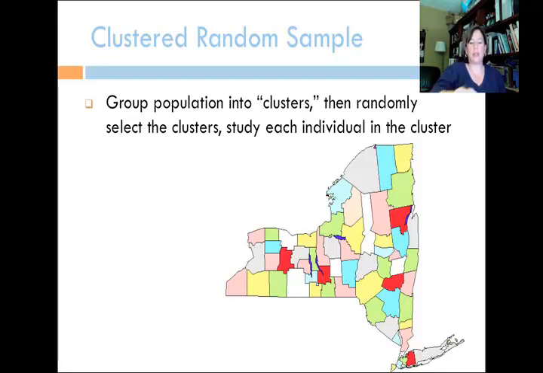You first take the population, or your theoretical population, and create groups or clusters. So divide the theoretical population into clusters. And you'll recognize this map as the state of New York. And right now, the state of New York is grouped by county. So my cluster, in this case, is a county in the state of New York.